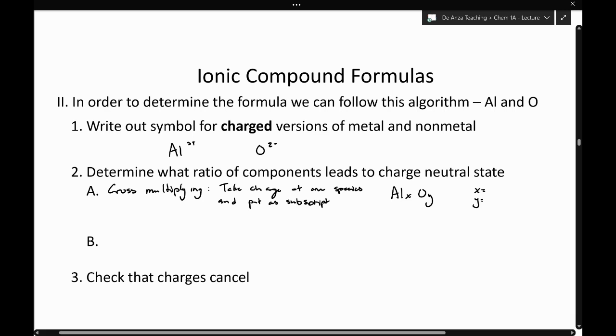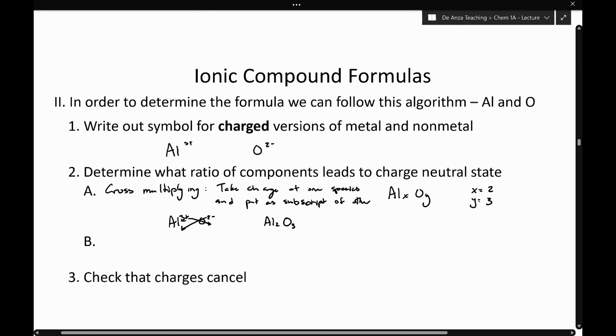So if we have something like Al3 plus and O2 minus, we can write them right next to each other. Then we take the charge on one and bring it down to the subscript of the other. We'll take the 2 from oxygen and put it down by aluminum, so Al2, then we have oxygen. We take the 3 from aluminum and write that as the subscript for oxygen. So we have Al2O3. We say that x is equal to 2 and y is equal to 3. This 2 is simply the charge of oxygen, and this 3 is the charge of aluminum.